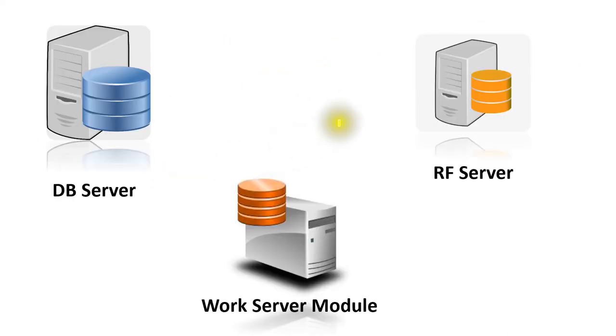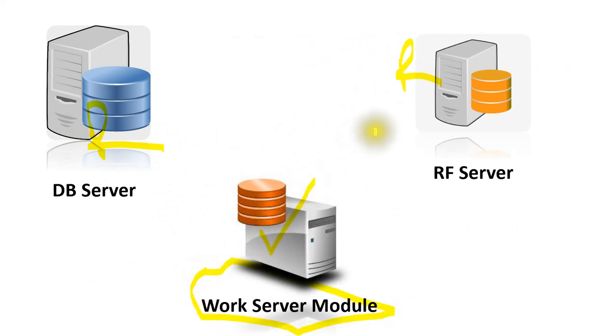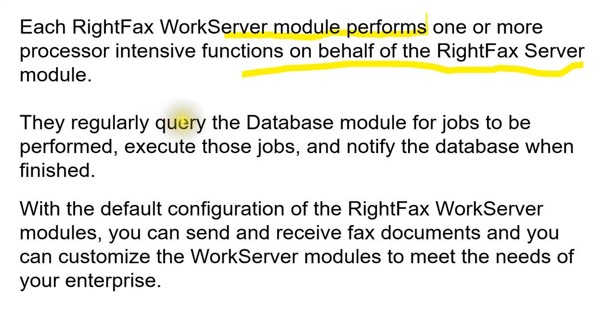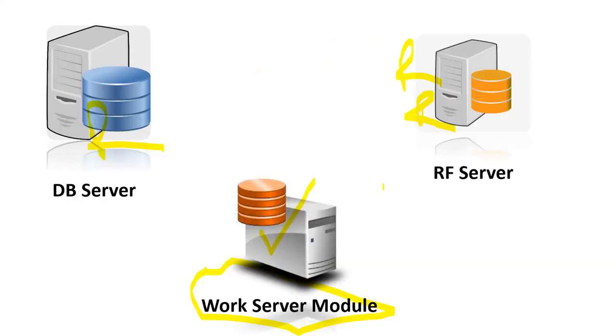For example, we have one RF here, the RightFax server, and one DB, this is the SQL server, and one work server module, this one. So this server will work on behalf of RF. How? Let me tell you. They regularly query the database module for jobs to be performed, execute those jobs, and notify the database when finished. The database is your SQL server or DB server.